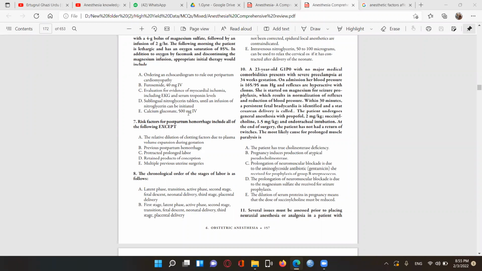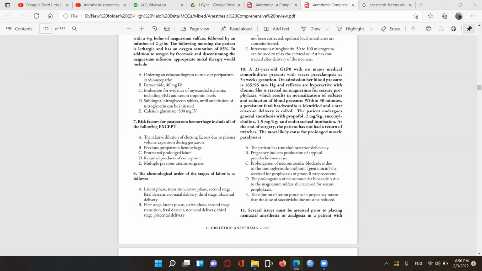So you need to give it in a lower dose as compared to calcium gluconate. It is more effective, but people say that it has to be given through the central line or something like that. Actually, in patients where you want to correct it correctly, it is better to give calcium chloride rather than calcium gluconate.